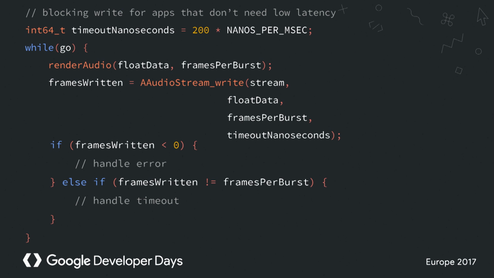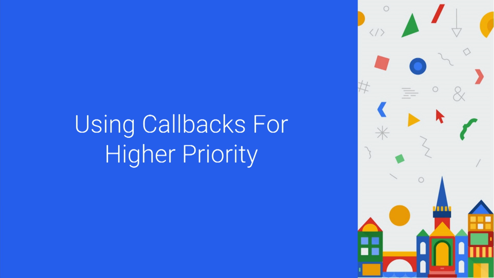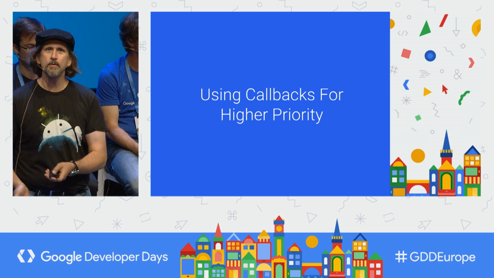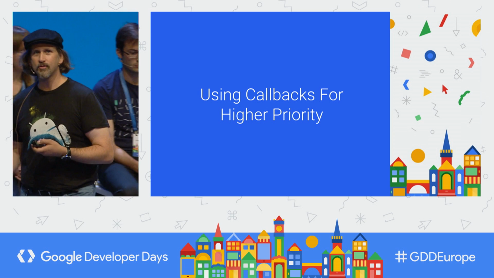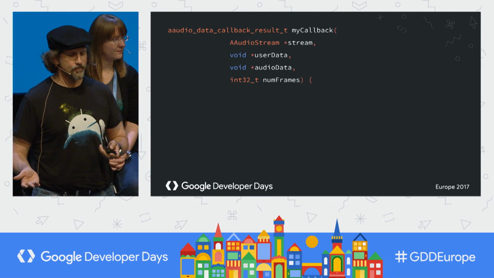And this blocking write can time out, so we might only get part of the frames written. So we need to make sure to handle that case. OK. But when you need the lowest latency, you need to be running on a special thread to do your audio processing on. Maybe one that's scheduled with SCHED_FIFO.